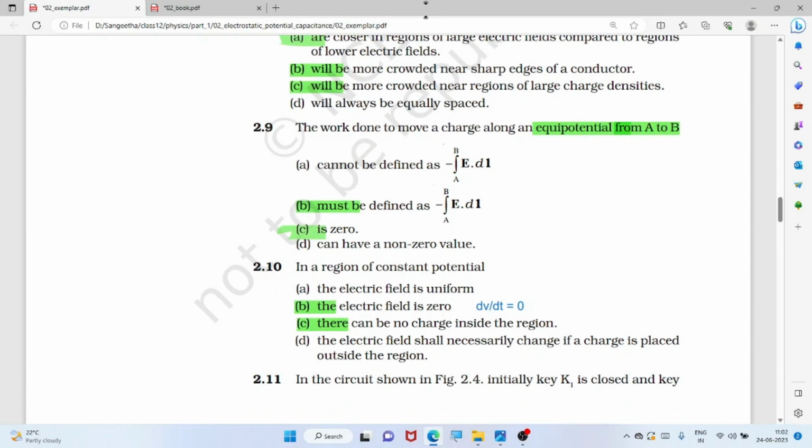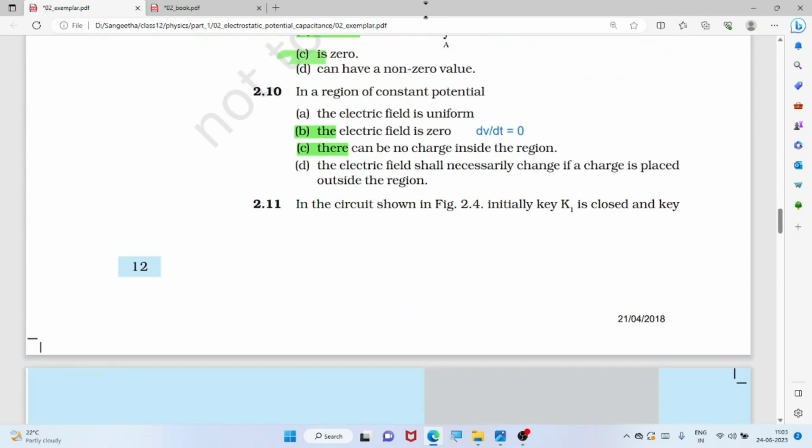Work done to move a charge along the equipotential from A to B is electric field into distance. So for an equipotential, work done will be 0 because the potential difference is zero. In a region of constant potential, the electric field will be 0 because the field is the derivative dV by dx. There can be no charge inside the region.